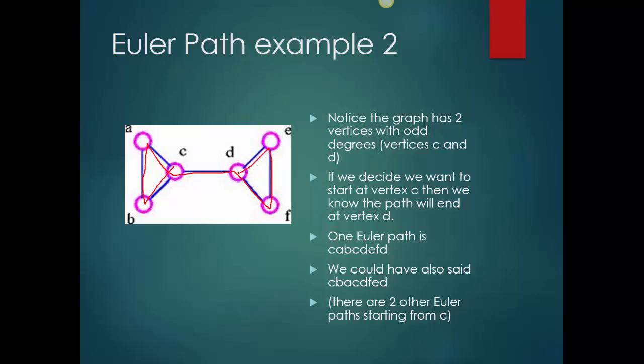There's a couple more that we could do, two more that start with C. So there's not a prescribed answer every time. Just make sure that it does what it says it's supposed to do. It's an Euler path. It should go over every edge exactly once.